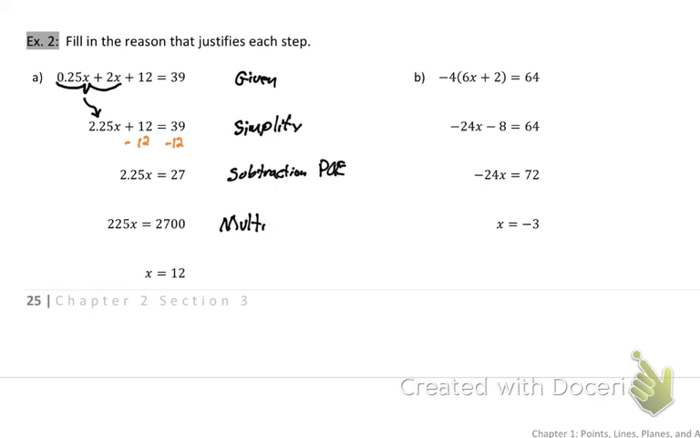I'm just going to change it to multpo, because that's what we're going to switch to. Multiplication property of equality. How'd they get from that step to x equals 12? Raise your hand. Yep. Division. Yep. Divpo, or division property of equality.